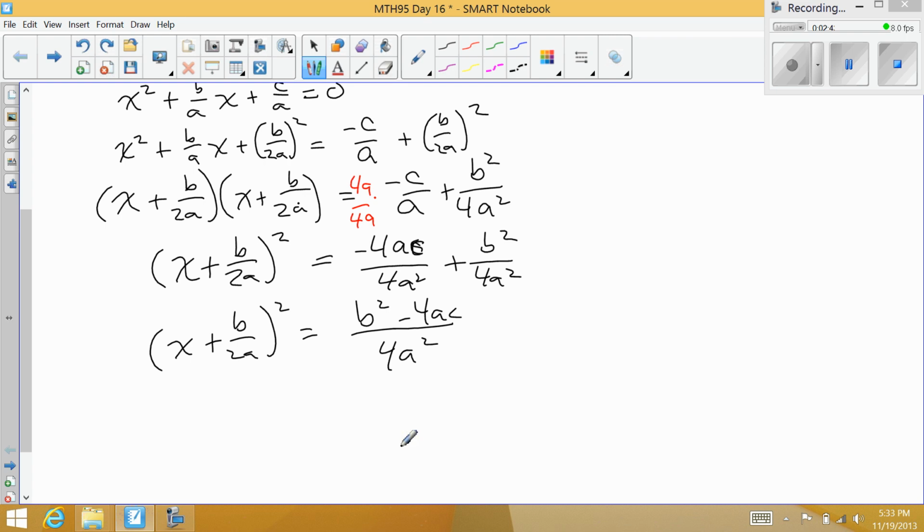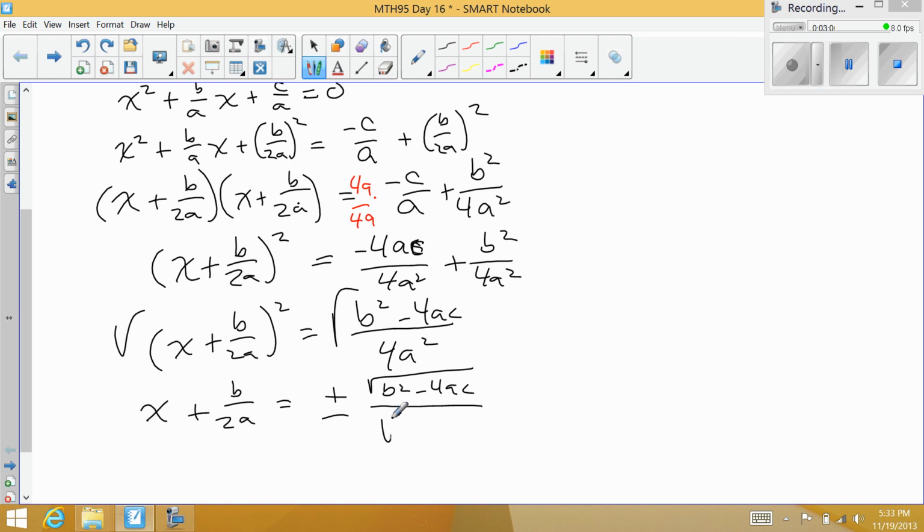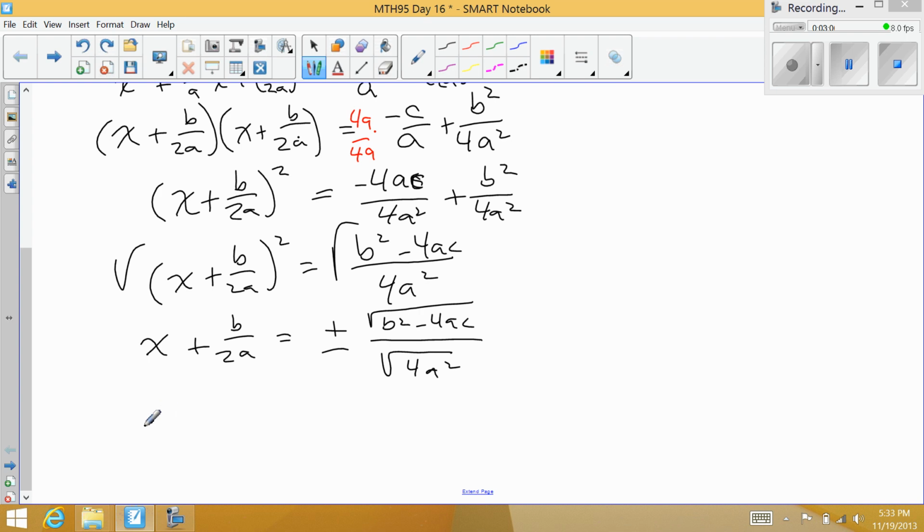Now I'm going to square root both sides. And so that will give me x plus b over 2a. So that eliminates the square. Over on this side I'll have the plus or minus, and I'm going to split it up: the square root of b squared subtract 4ac over the square root of 4a squared. I think you might be able to see where we're heading with this. So tidying up a little bit: plus or minus the square root of b squared subtract 4ac. There's our discriminant. Square rooting the 4 and square rooting the a squared will give us 2a.